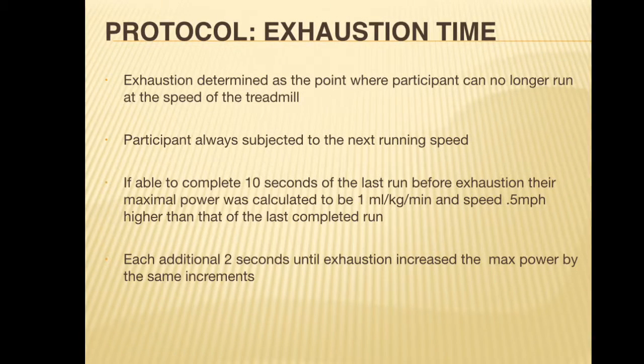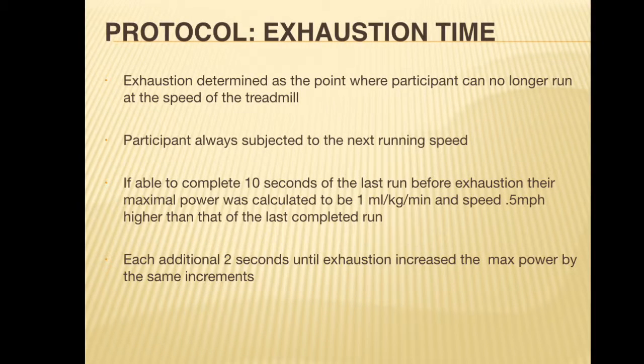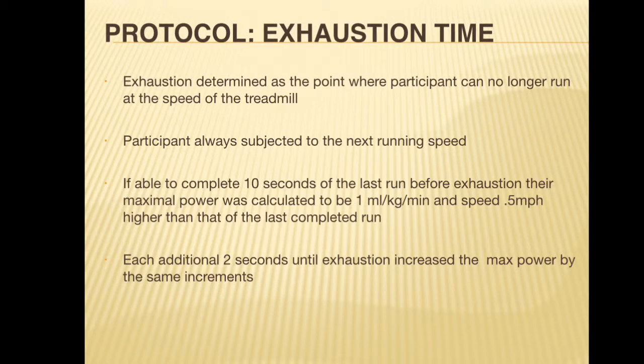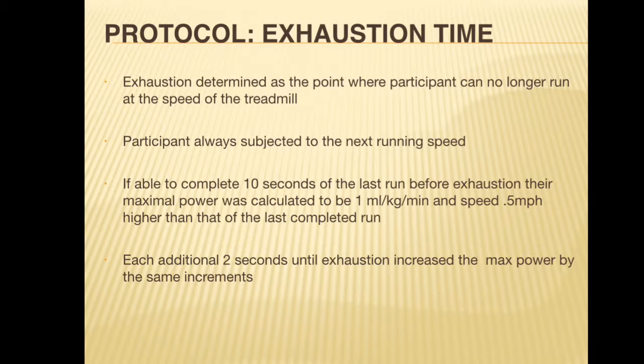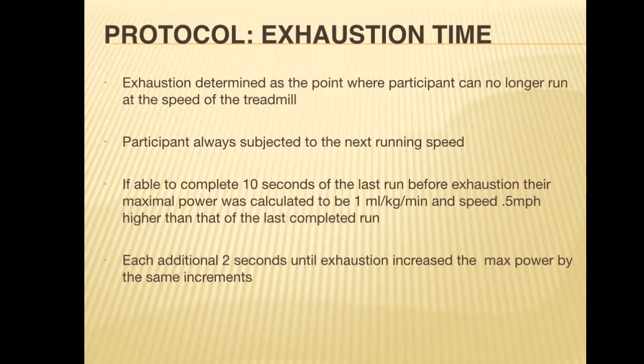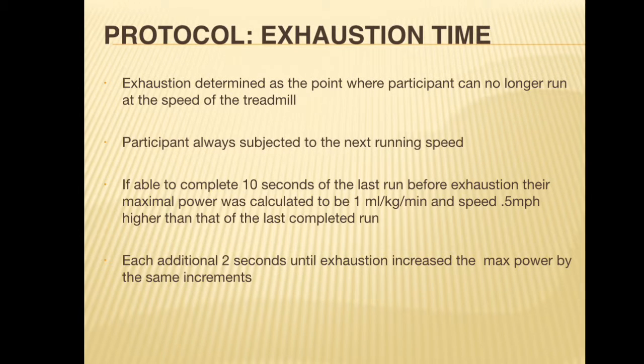Now, determination of exhaustion is interesting in this test. First, the basic definition is the point where the participant can no longer run at the speed of the treadmill, but the participant will always be subjected to the next running speed. And in that Rusko article I've been citing, they state that from their experience, an athlete who is just able to complete 20 seconds at a certain speed will always be able to run at least 7 to 9 seconds at the next faster speed. I thought that was funny, a little harsh, and very demanding.